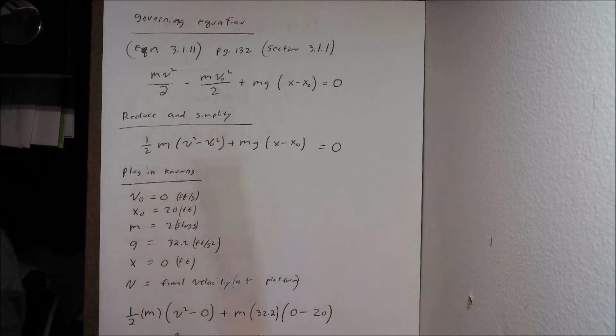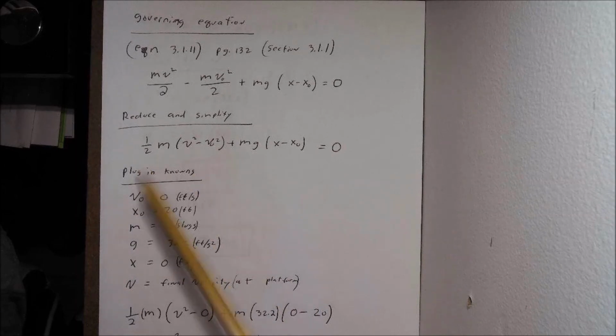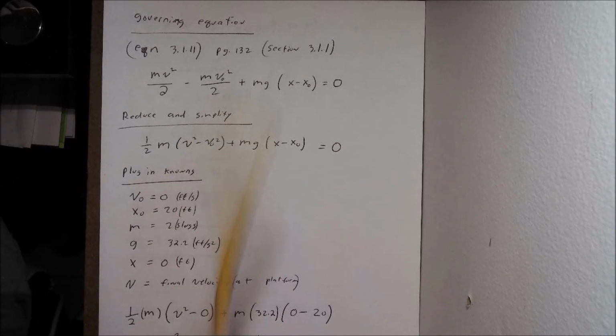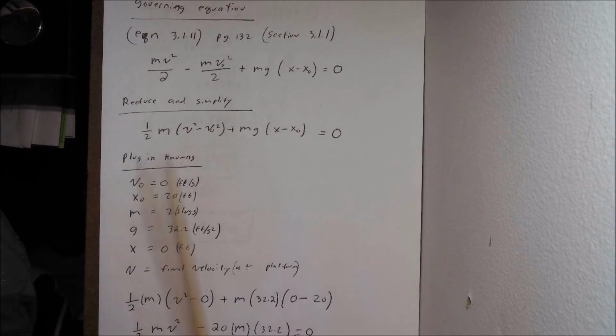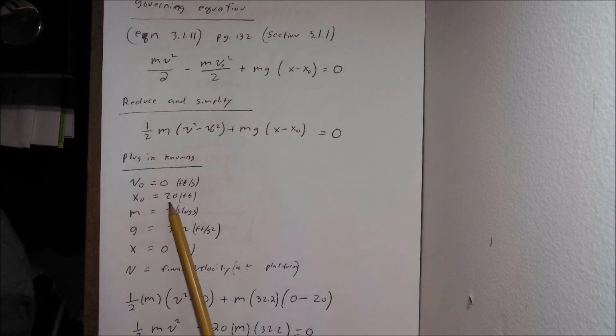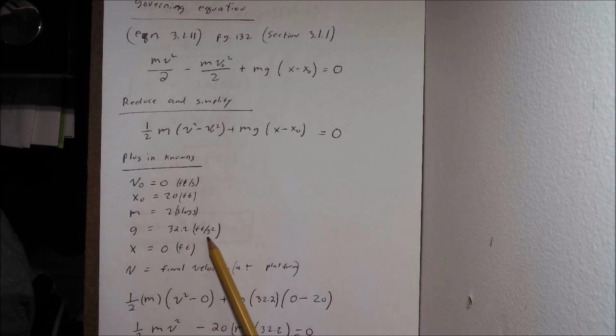Again, I like to rewrite this in general form and then put in all of my known values, so it makes life easy as I plug into it and it's all in one location. So I do that there. My initial velocity starts from rest, 0 feet per second. Initial position, where the ball is released from, is 20 feet. Our mass is equal to 2 slugs. Acceleration due to gravity, 32.2 feet per second squared.